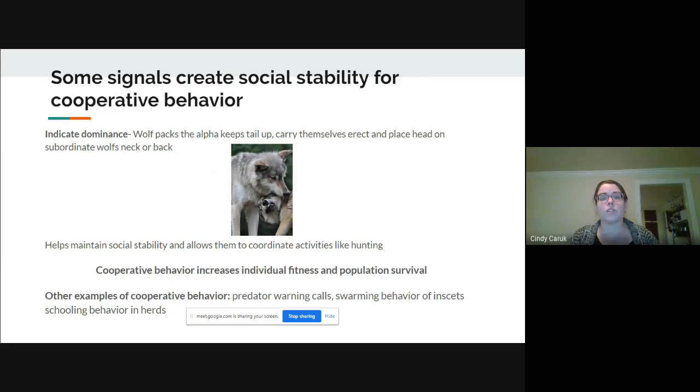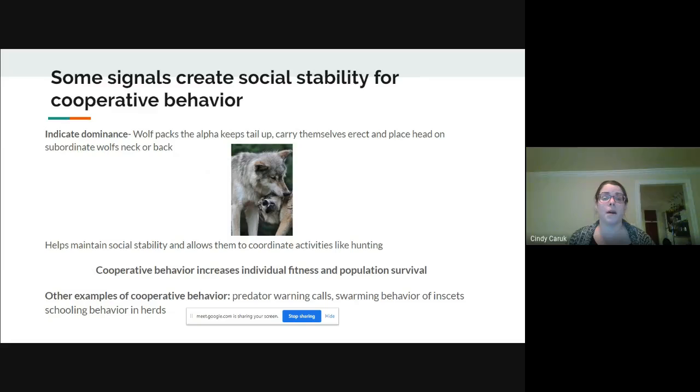Some signals create social stability for things like cooperative behavior. Okay, so we can see signals that indicate dominance. I like the example of the wolf pack. So here you can see the alpha wolf is putting its head on another subordinate wolf's neck. Okay, and it does that because it's going to be in charge to keep that social stability, and it lets them then coordinate their activities like hunting. That increases the individual fitness. It also increases the population survival because they're working together to get a job done, to get the food that they need.